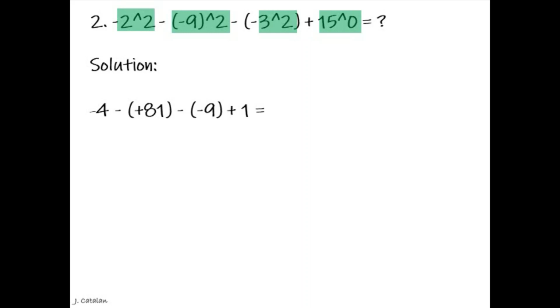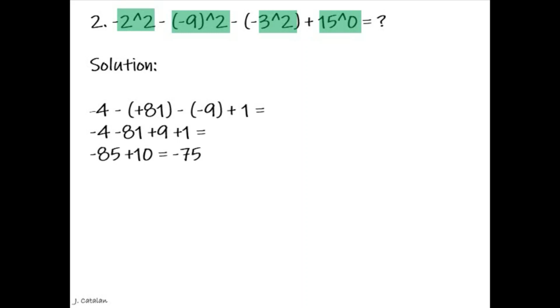Negative sign multiplied by positive sign, the result is negative. Positive sign multiplied by positive sign, the result is positive. Negative sign multiplied by negative sign, the result is positive. Applying all the rules, the result will be -4, -81, +9, +1. Sum up all according to their sign.